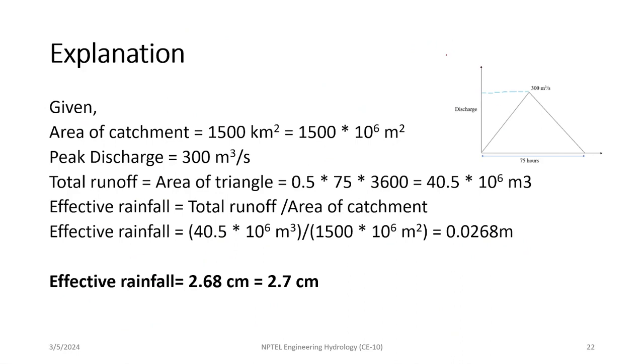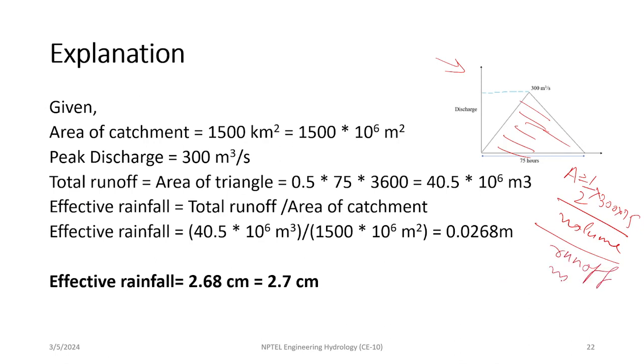So for your reference, a graph has been plotted: discharge versus time. Now try to figure out its area. So its area will be what? Half of 300 into 75. It will give us the direct value of volume, and that volume is the runoff volume.